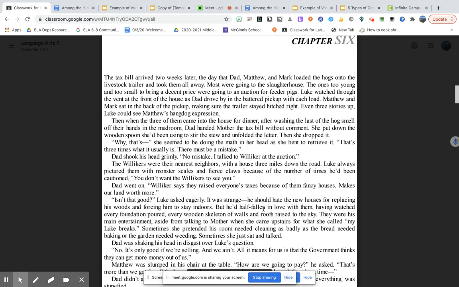So, you guys are probably not aware of this, but if you own land or property, you have to pay taxes on it every year. So they're getting their tax bill.